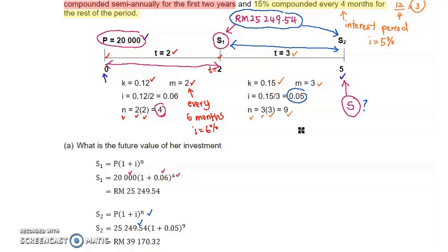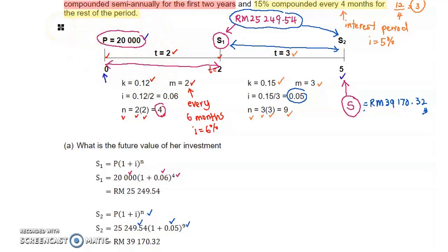0.05. I is 0.05. So within these 3 years, every year we calculate interest 3 times. So if 3 years, we calculate interest 9 times. Okay, so power of 9 here. So when you calculate this one, at the end of 5 years, S here or value S2, we will get RM39,170.32. Okay, so this is example of one principle.